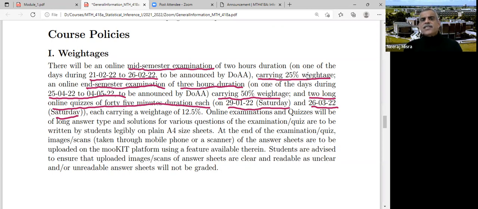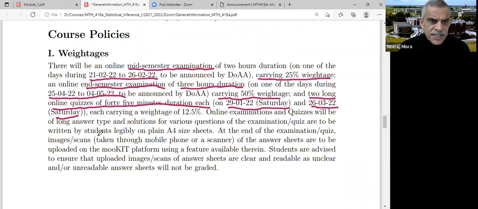Now each of these quizzes will carry 12.5% marks. So in total, 25% weightage is to the quizzes, 25% to the mid-semester examination, and 50% to end semester examination. All the examinations would be online. Online examinations and quizzes will be of long answer type. So there will not be any MCQ type of questions where you have to choose one of the options. All the examinations will be long answer type.